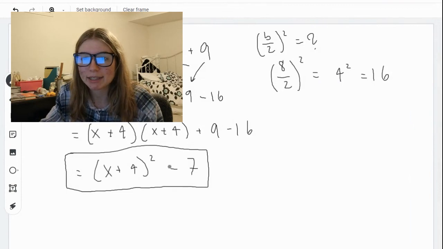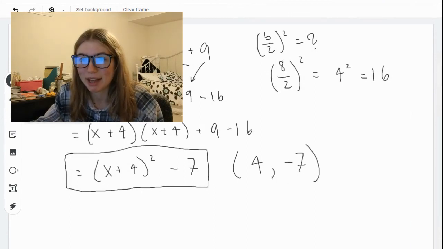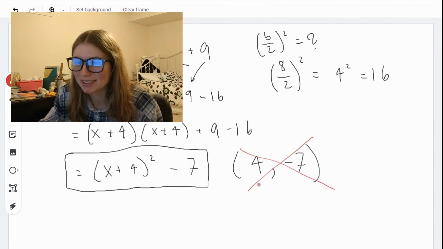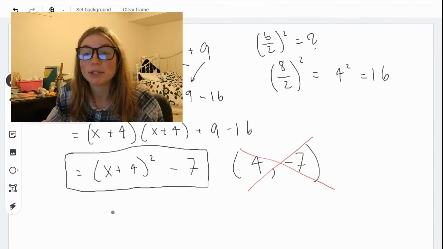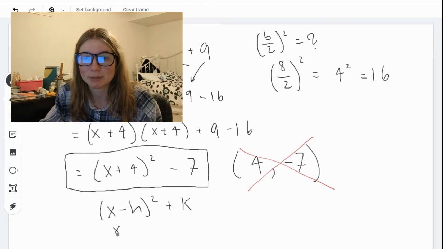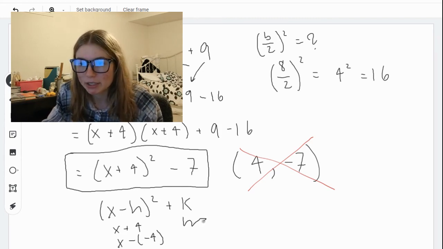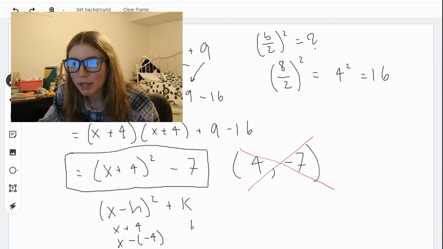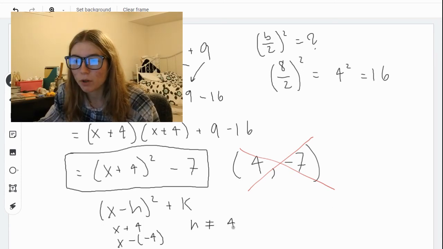So if we had this equation here, and we wanted to know the vertex of the parabola, the answer would not be 4, negative 7. That would not be the answer. No. Because 4 is not the h value. If you were looking at x minus h squared plus k, 4 is not h. In order to get x plus 4, you would need to substitute in a negative 4. So you can see h does not equal 4.